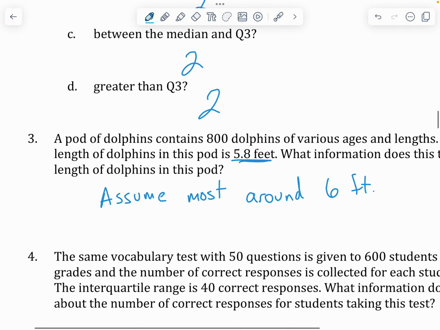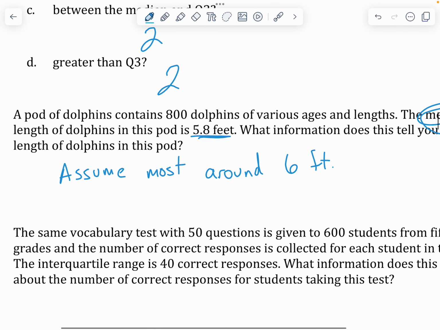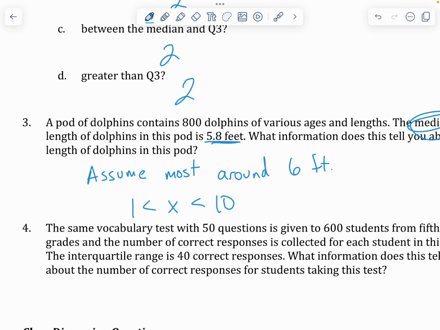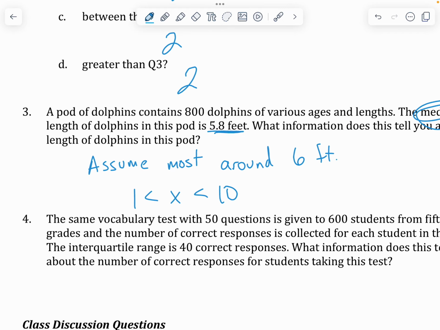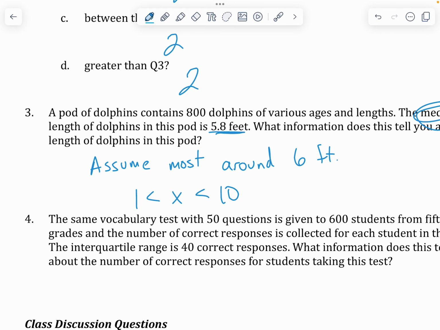Okay. We might even be able to say that they're somewhere between 1 and, I don't know, 10 feet, right? Somewhere between there. So by us knowing what the median is, it gives us a closer summary of the data.